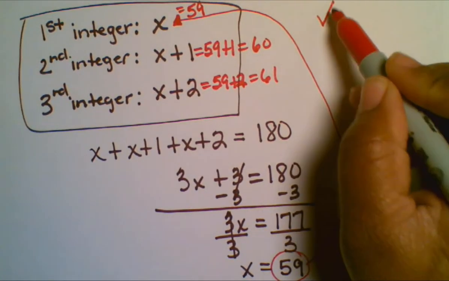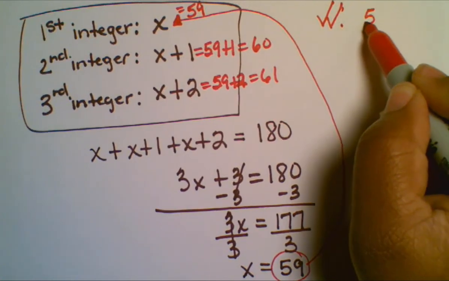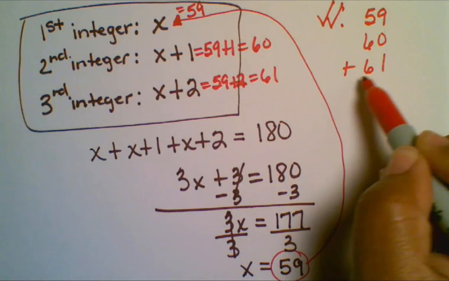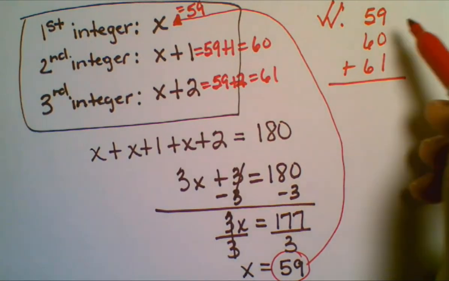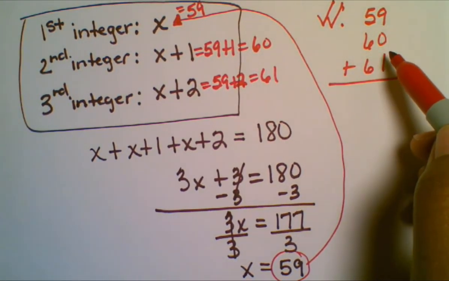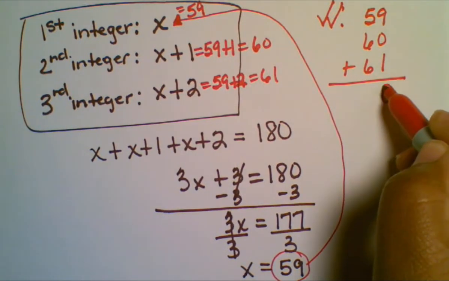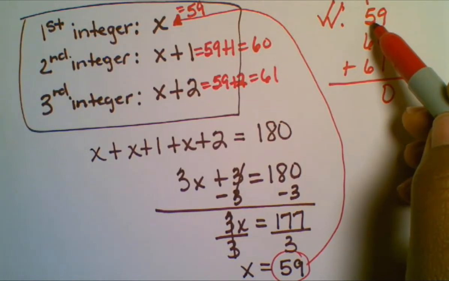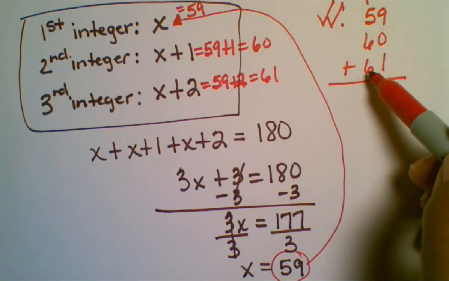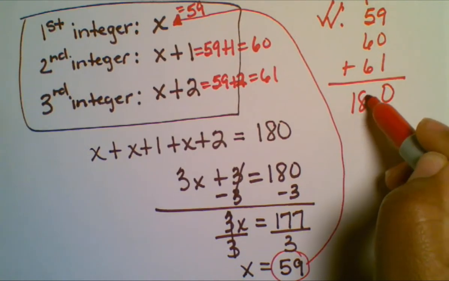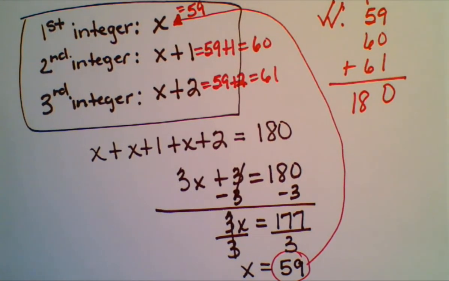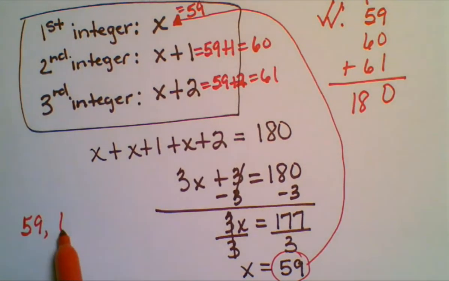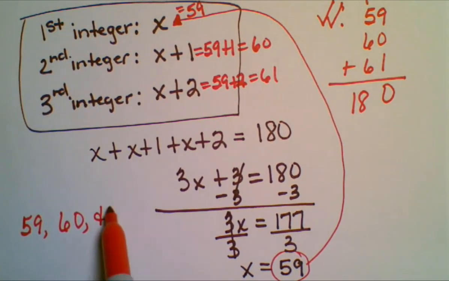To check our work, the sum of these, 59 plus 60 plus 61, should give us 180. So we have 9 plus 0 plus 1, that's 10. Bring down the 0, carry the 1. Then we have 1 plus 5, that is 6, plus 6 is 12, plus 6 again, we have 180. So our solution, those integers, are 59, 60, and 61.